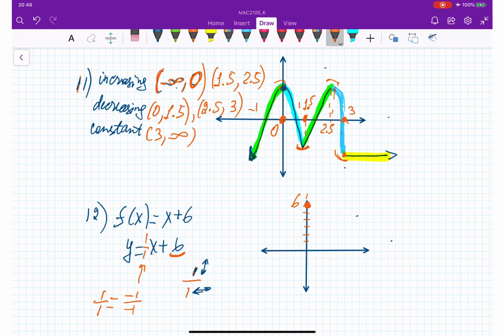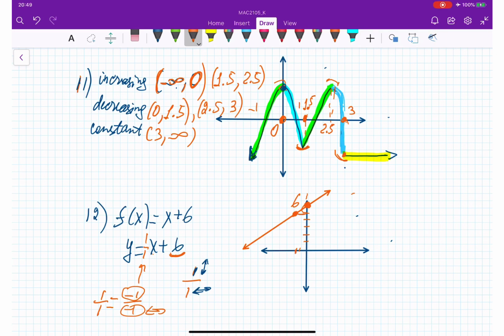Therefore, instead of going up by positive 1 and then right by positive 1, I'm going down by 1. Because it's the numerator, it's running vertically. So I'm going down by 1. Here I came down by 1. And then I'm going horizontally by 1. Since it's negative 1, I'm coming horizontally by 1, right here. So this is my second point. Therefore, my graph is going to look like this. Okay?